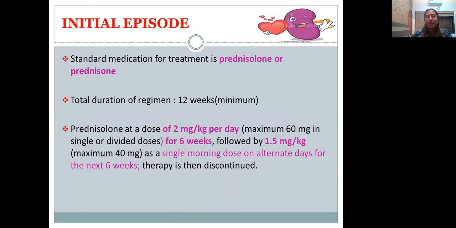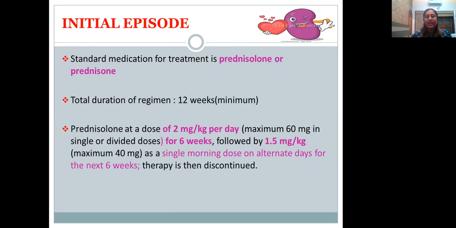So coming to the treatment of the initial episode, this is the most important, and keep in mind that this has to be followed up very thoroughly with the child and the parents. So standard medication for initial episode treatment is steroids, prednisolone or prednisone. Dexamethasone, methylprednisolone, betamethasone, nothing else has actually been proved as efficient and is not used as well. It is prednisolone or prednisone. So the total duration of regimen is 12 weeks minimum.